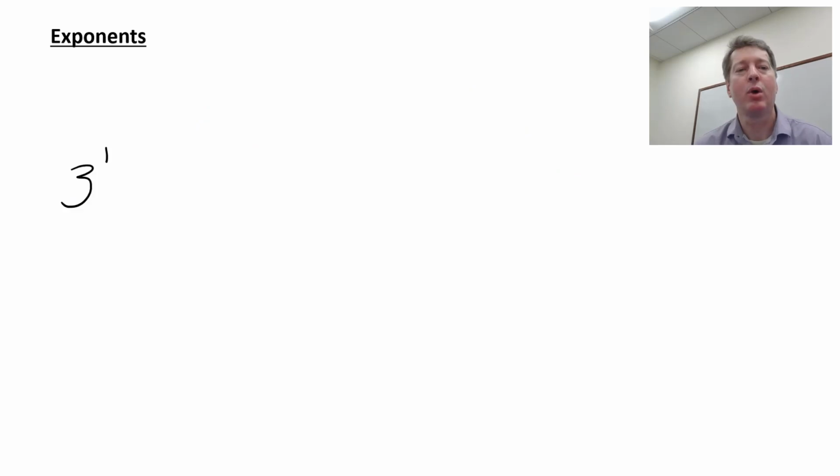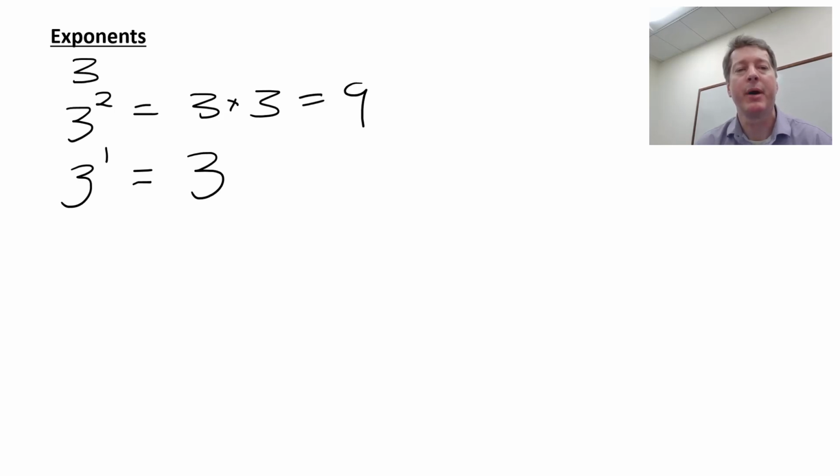3 raised to the power of 1. Anything to the 1 is just the number itself. So 3 to the 1 is 3. 3 raised to the power of 2, 3 squared. So we said 3 times 3, so of course that's 9. 3 raised to the power of 3, 3 cubed as you would say. 3 times itself 3 times, so that's 9 times 3, that's 27.